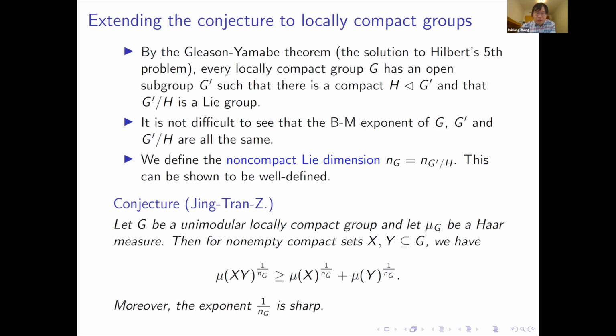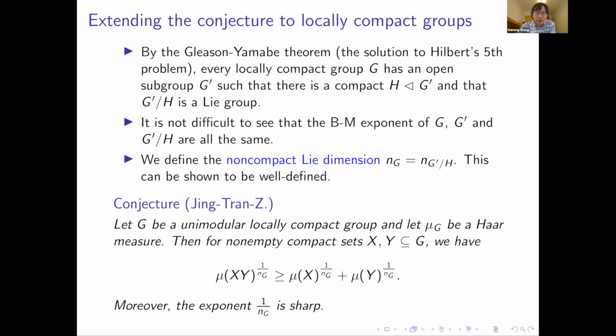And we also show that this is well defined. So it doesn't depend on the G prime and H that you choose. So this is well defined. And our conjecture is going to be that 1 over N of G is the sharp Brunn-Minkowski exponent, and it's actually a correct exponent. So that's our conjecture. And we were able to prove this conjecture in, I think, many cases, but there are still unsolved cases. I'll be showing you what we proved in terms of this conjecture next.